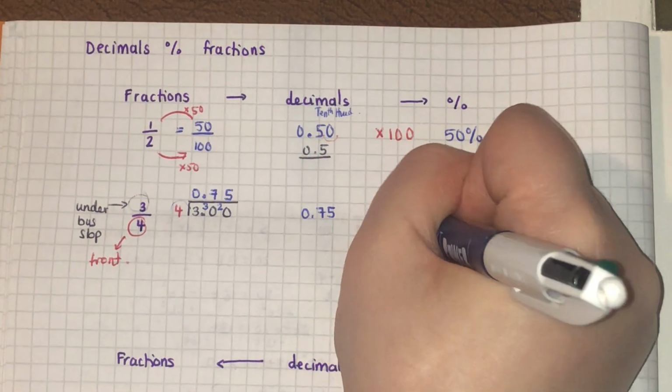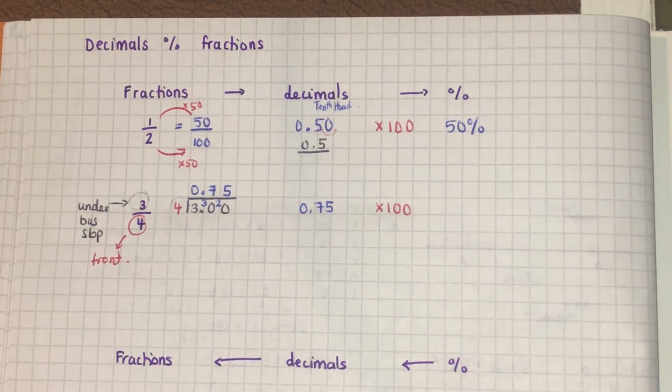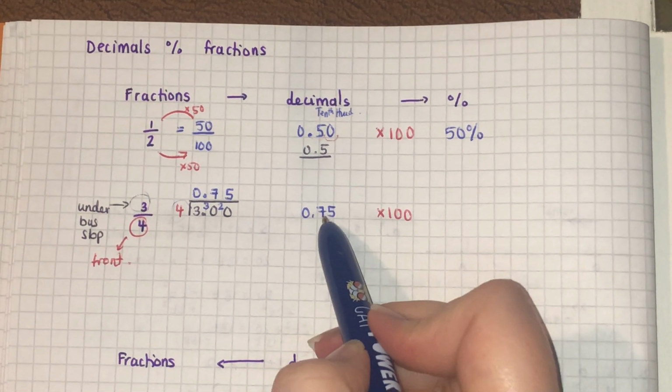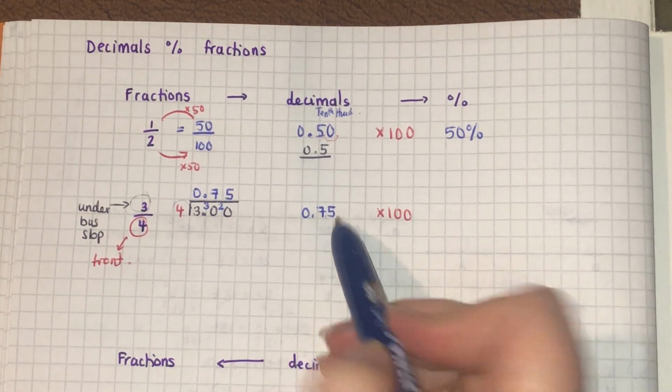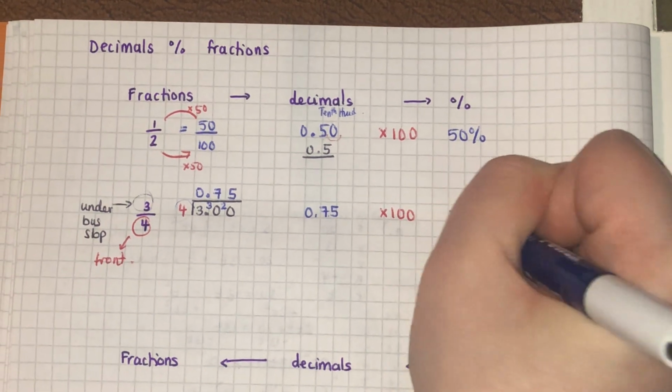And then to get from a decimal to a percentage, we multiply by 100. So multiplying by 10 would give you 7.5, multiply by 10 again would give you 75.